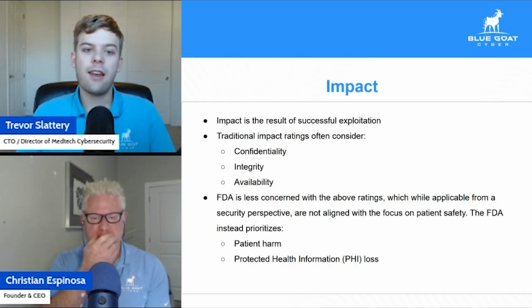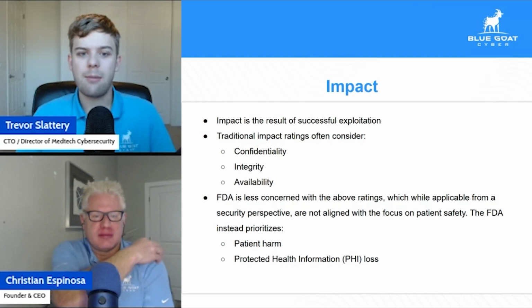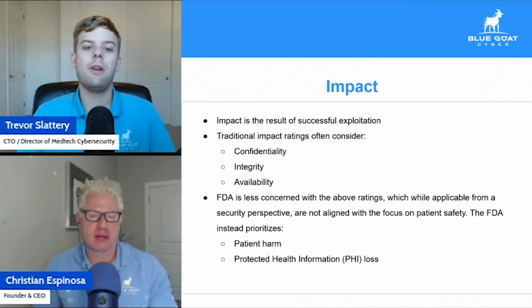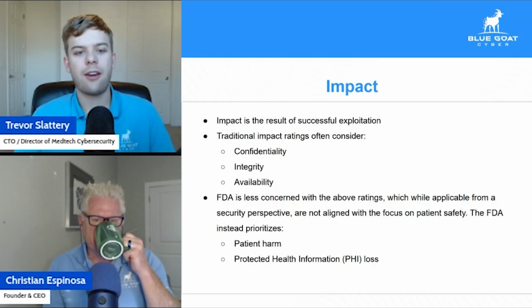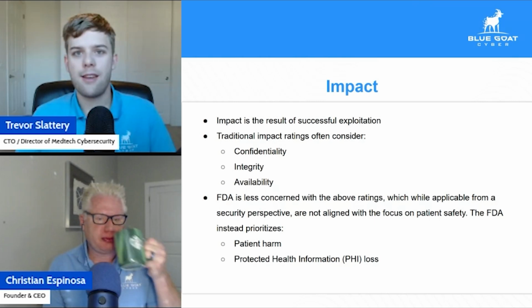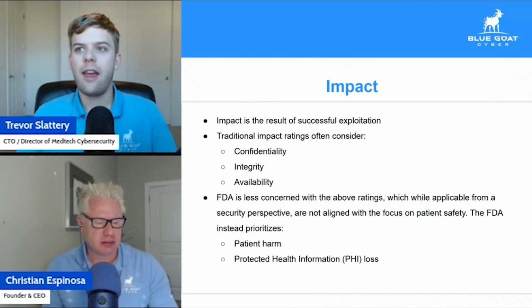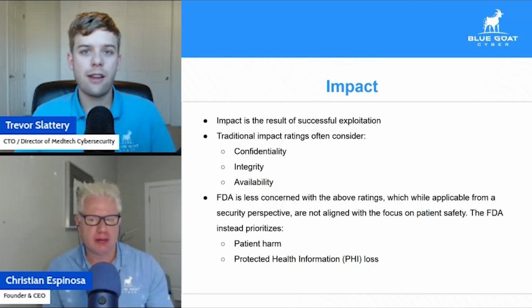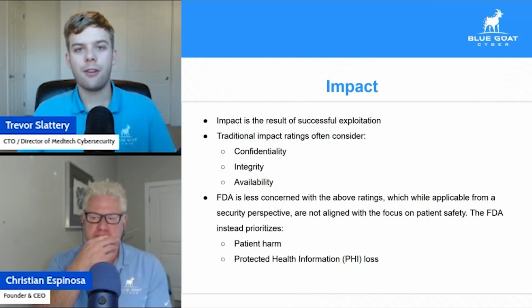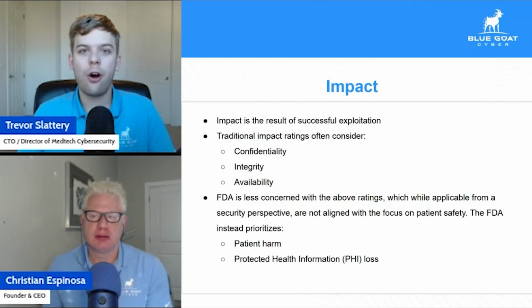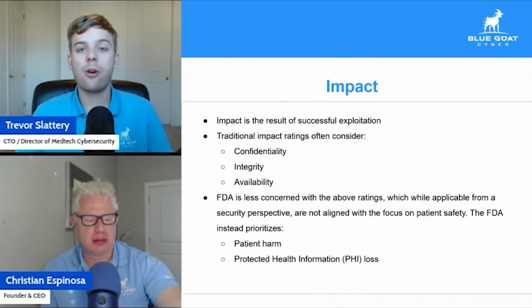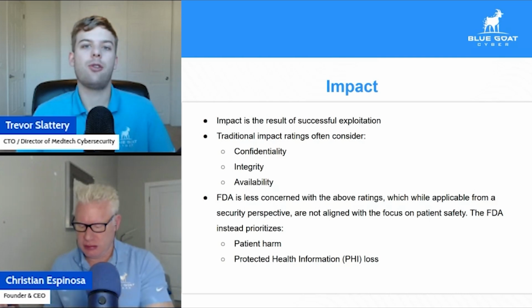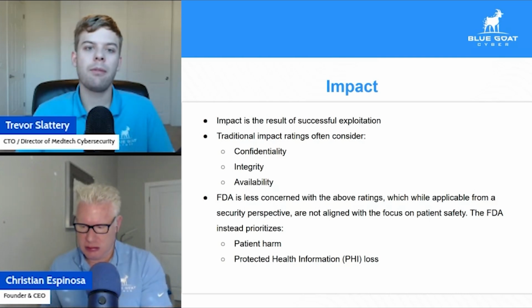However, the FDA is not as concerned about these as they may be with things like patient harm and PHI loss. If there is a way for an attacker to modify a process in the device and it's not sure what the outcome is, of course, that's going to be a problem. But if there's a way for an attacker to cause direct harm to the user of the device, that is going to be the top concern. So, really, we need to prioritize things based on what the actual outcome can be to the patient.